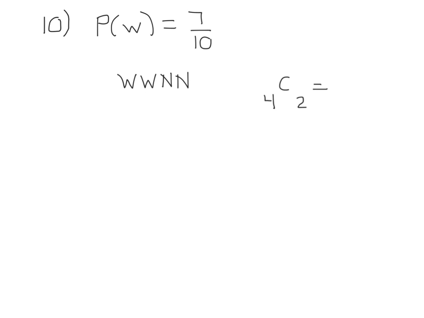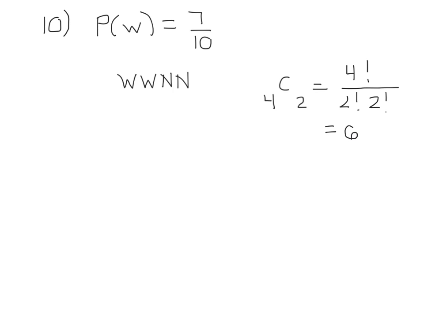This can be calculated using the handy-dandy nCr button on your calculator or using the formula. Take n factorial, which would be 4 factorial, over n minus r factorial, which would be 2 factorial, times r factorial. So there are 6 combinations of 2 writing pens with 2 non-writing pens.